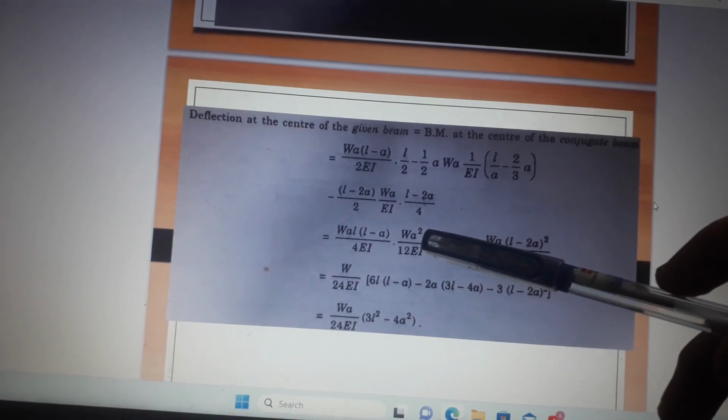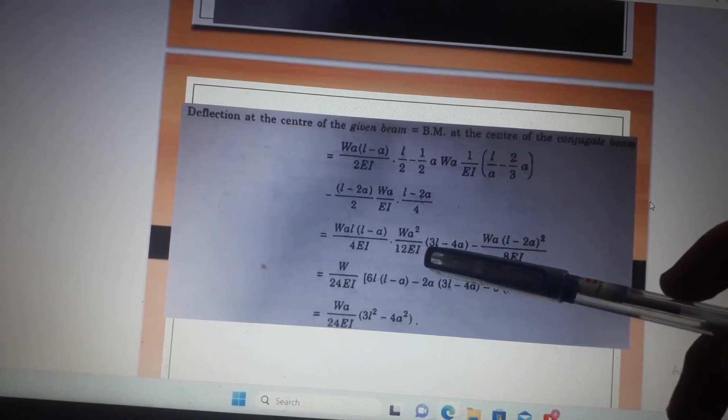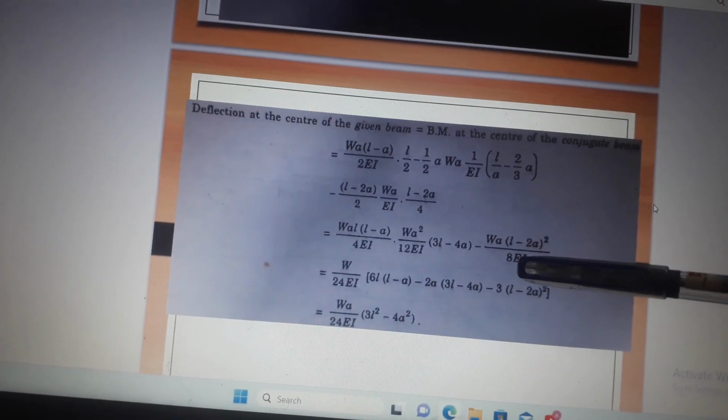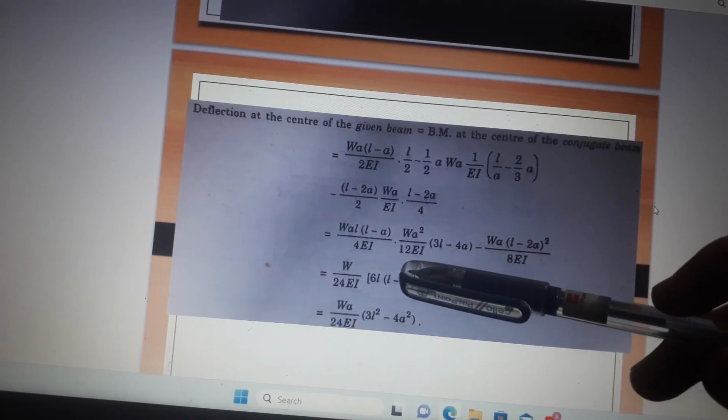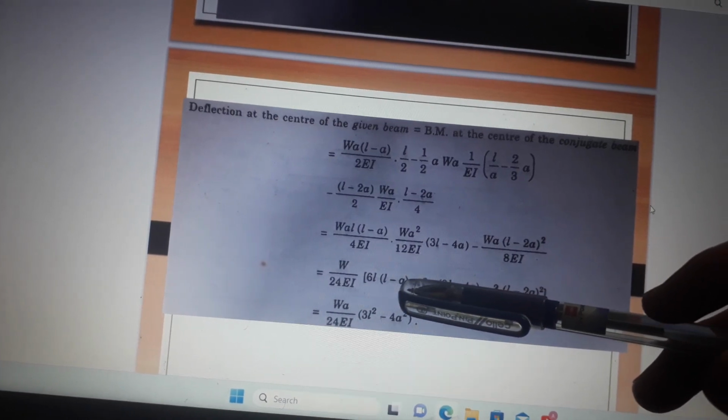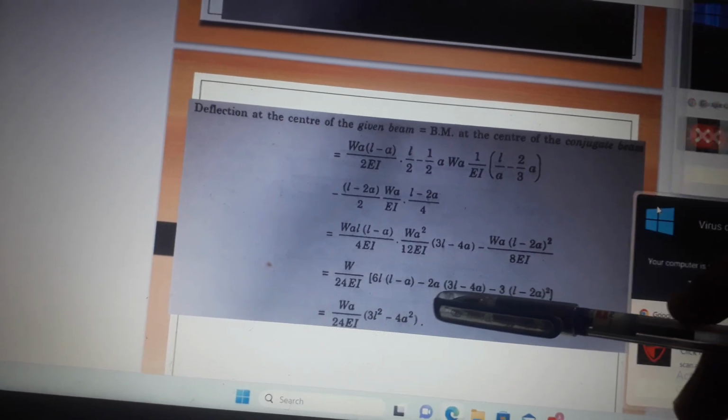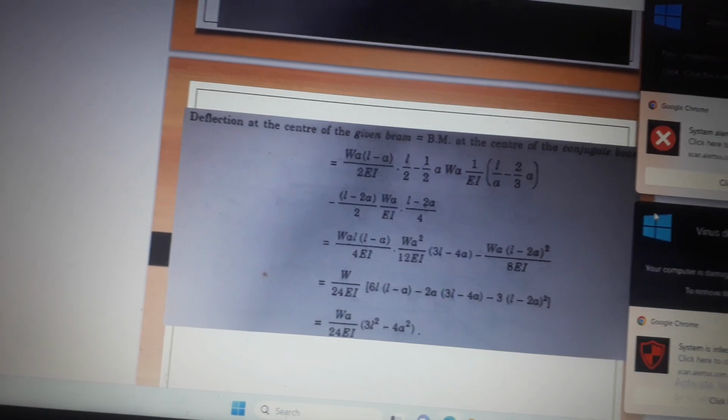We can get the answer: WA into (L minus A) by 4EI, minus WA square by 12EI into (3L minus 4A), minus WA into (L minus 2A) whole square over 8EI, which is equal to W by 24EI into [6L into (L minus A) minus 2A into (3L minus 4A) minus 3(L minus 2A) square]. Then we get the answer WA over 24EI into (3L square minus 4A square).